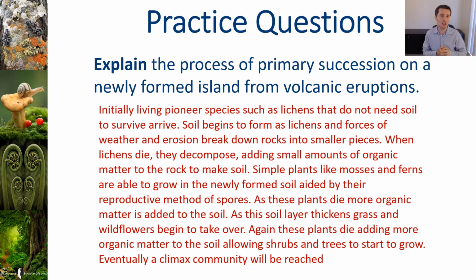So then simple plants like mosses and ferns are able to grow in the newly formed soil, aided by their reproductive method of, say, spores. As these plants die, more organic matter is added to the soil. As the soil layer thickens, grass and wildflowers begin to take over. And again, these plants die, adding more organic matter to the soil, allowing shrubs and trees to start to grow. So I'll give you 1 mark for acknowledging this process of grasses and wildflowers coming in, and then trees and shrubs. So these intermediate stages, these seres, acknowledging them. Eventually, a climax community will be reached, and that's your other mark, acknowledging that climax community there. So hopefully you've understood that idea of primary succession. You start with the pioneer plants, then you've got your different seres, so your grasses, your trees and shrubs, and eventually ending in your climax community.